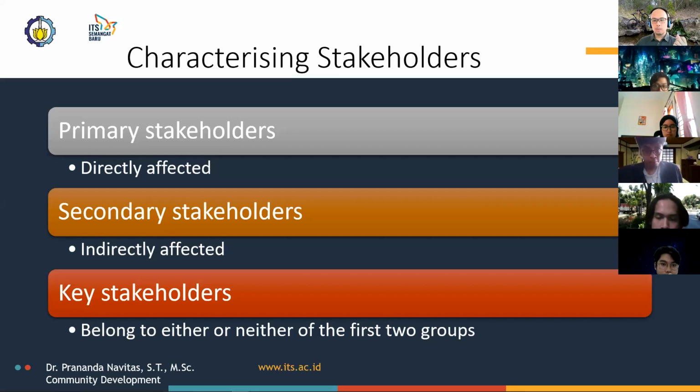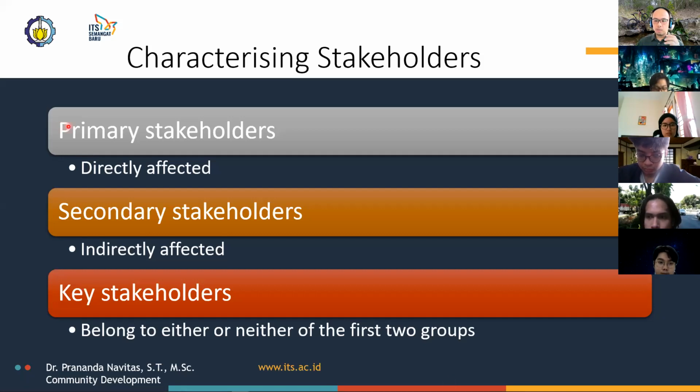There are three major stakeholder categories, and categorizing them is just one way to characterize stakeholders by their relationship to the effort or to the program in question.